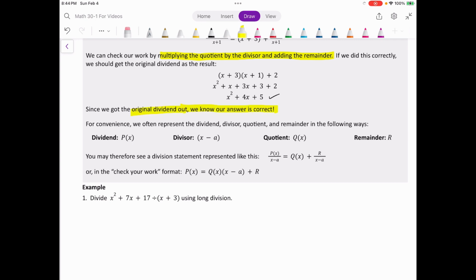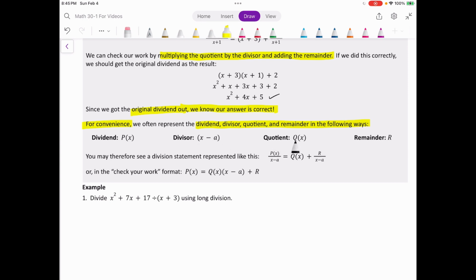So just for convenience, when we're doing this polynomial division, we often represent the dividend, divisor, quotient, and remainder in the following ways. Since the dividend is like the polynomial that we're starting with and trying to divide by something, we often just call it p of x. Just means it's a function of x, and p for polynomial, okay? The divisor we say is x minus a. That's going to come up especially when we start thinking about what our divisor can represent in terms of a potential 0, okay? But it's just a binomial, so we just say it's x minus a, where a is some number, right? A first degree binomial, okay?